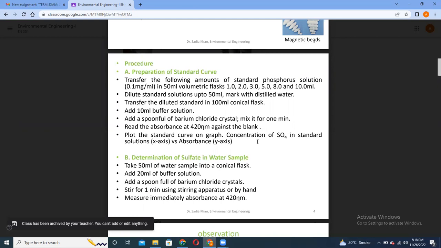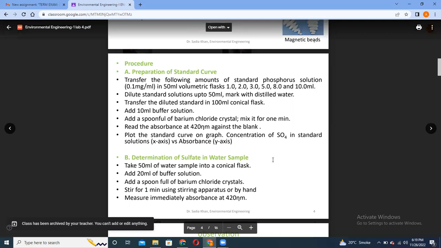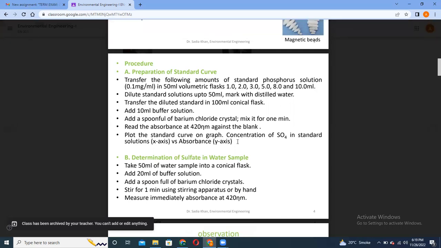Concentration of sulfate, that is SO4, in the standard solutions versus absorbance, that is, the x-axis would be the sulfate SO4 concentration and the y-axis would be the absorbance.